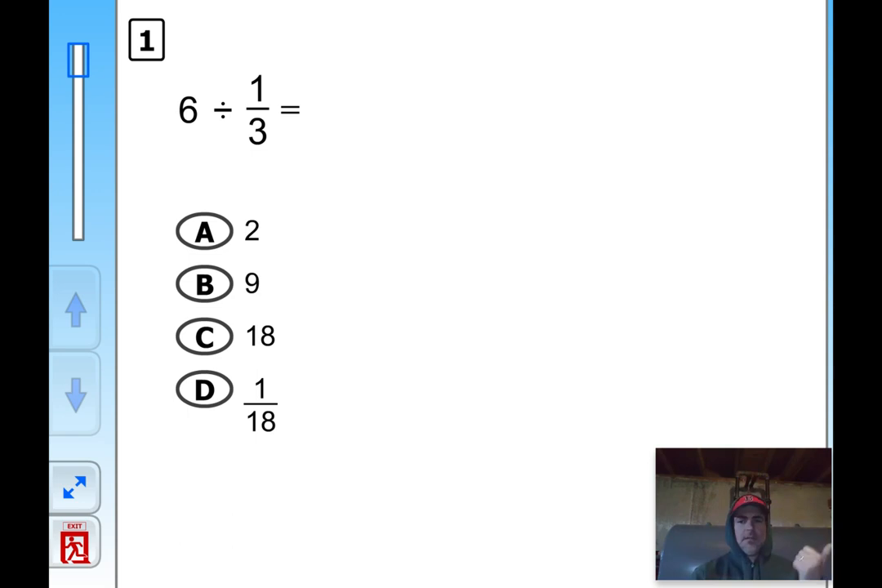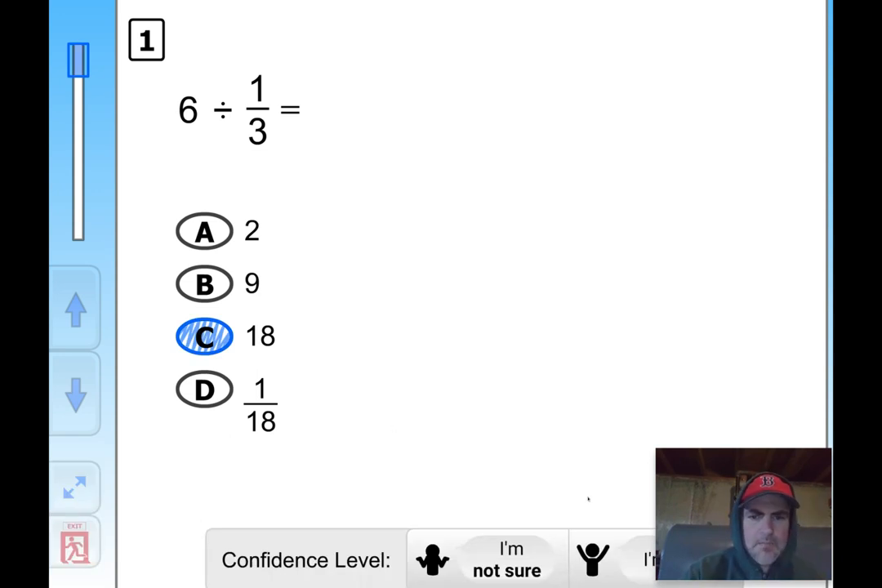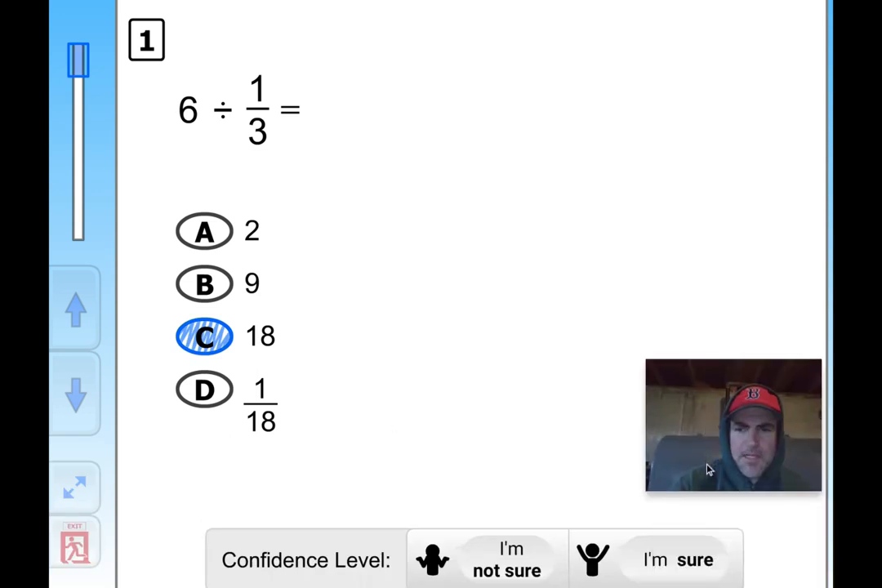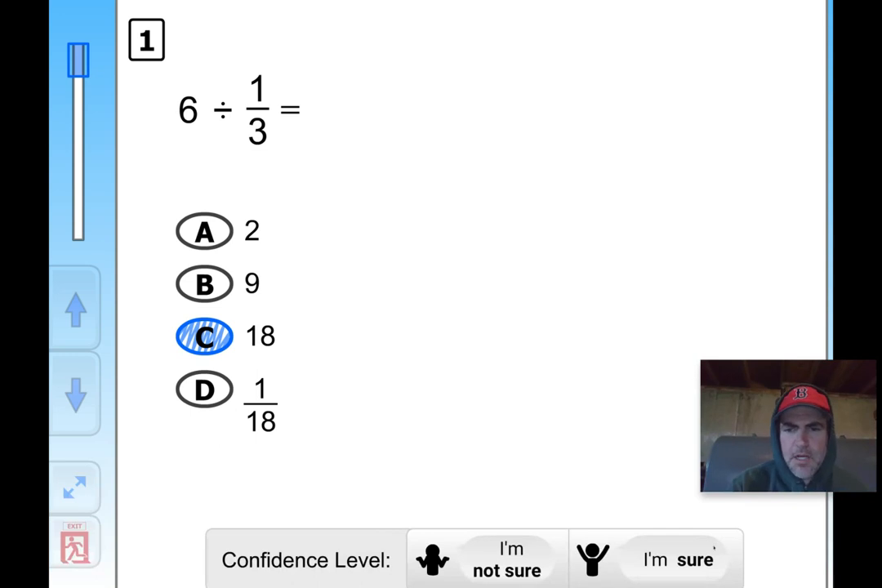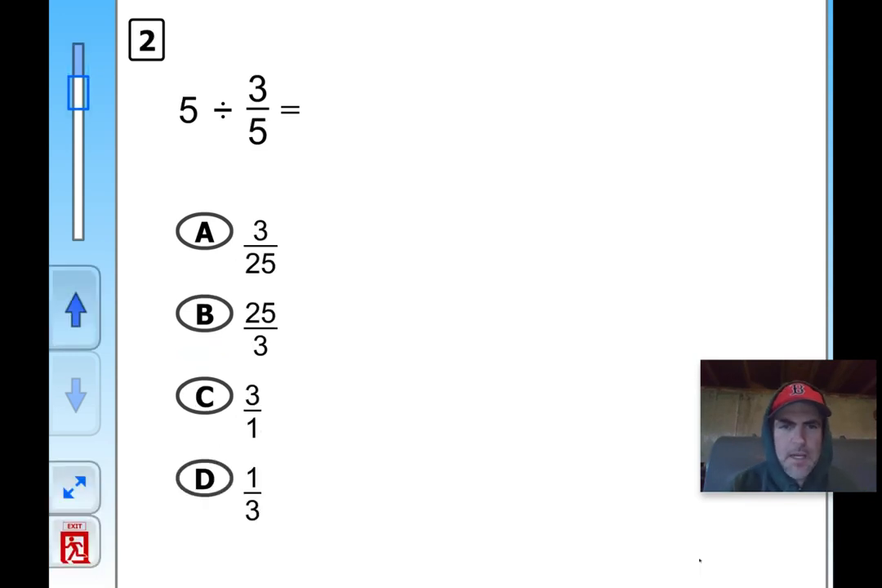6 pizzas. So here we go: 3, 6, 9, 12, 15, 18. 18 slices. And I am sure. So we have the option here: confidence level, I'm not sure, I'm sure. Okay. You know what? I'm going to give you the right answers, but I might choose the wrong answer. I'm going to choose the wrong answer here.